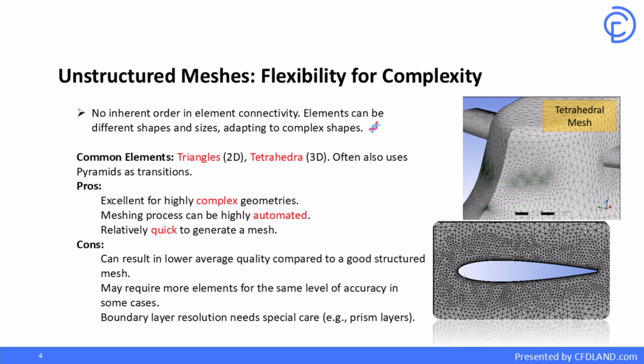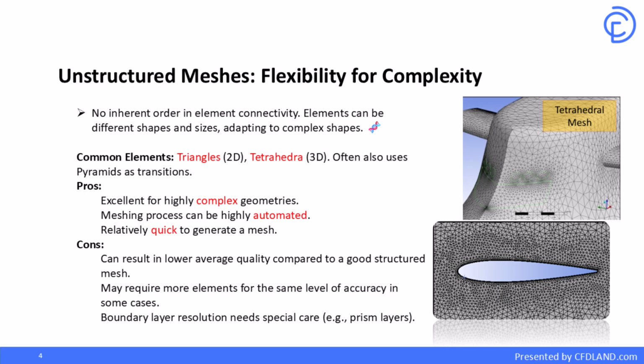Now let's look at the pros of going unstructured. The biggest win is that they are excellent for highly complex geometries. Got lots of curves, holes, and intricate bits? Unstructured meshes can handle it. The meshing process can be highly automated. Often you can just tell the software to go mesh this complex thing, and it'll do a pretty good job without tons of manual work. And because of automation, it's relatively quick to generate an initial mesh.